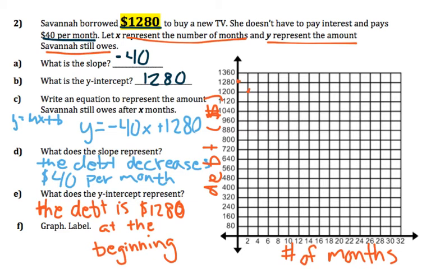Then I can take a straight edge and draw our line. And your line should look something like this, which means it gets down to 0 at 32, meaning it's going to take 32 months before she's able to pay off her debt completely.